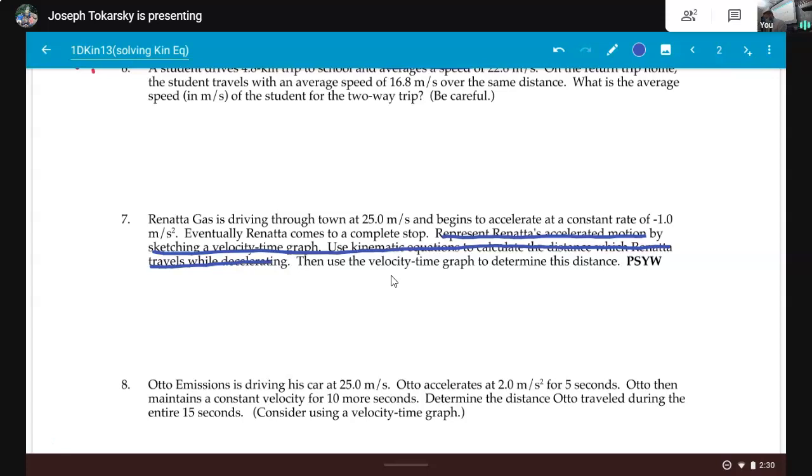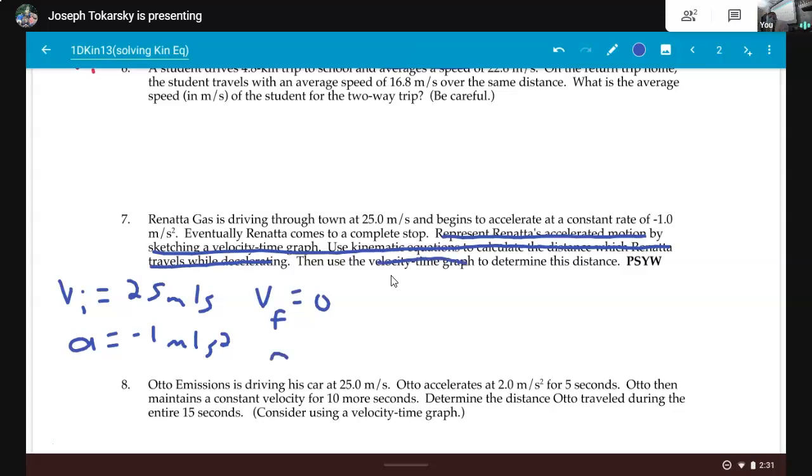So Renata Gas is driving through town at 25 meters per second and begins to accelerate at a rate of -1 meters per second squared. Eventually comes to a stop. So this time our VI, we're already moving, right? 25 meters per second. Our acceleration rate is -1 meters per second squared. And we come to a stop, so VF is 0. Now ignore the graph thing. We use this information, not a graph, to determine the distance, so we need to know D.